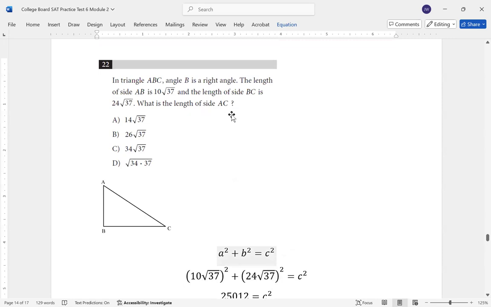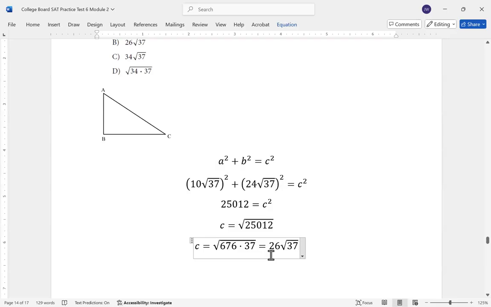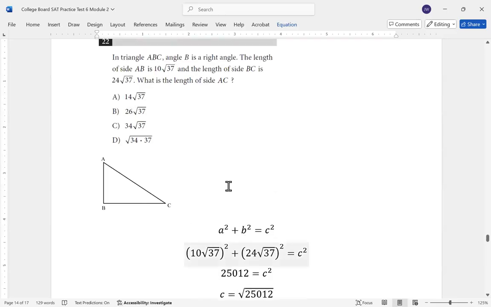And that's what we're asking for. What is the length of side AC? The length of side AC is 26 times the square root of 37. And that is option B. So the answer to question 22 is B, 26 times the square root of 37.